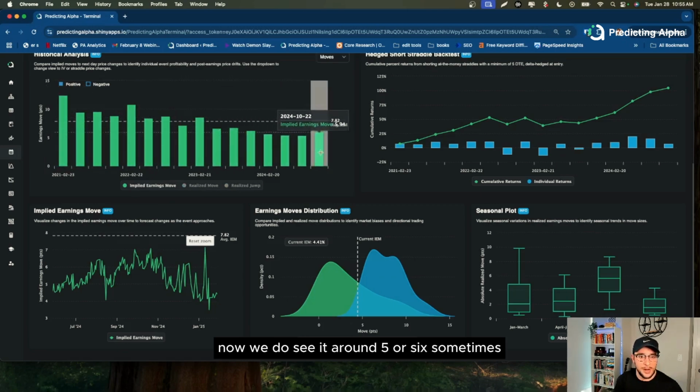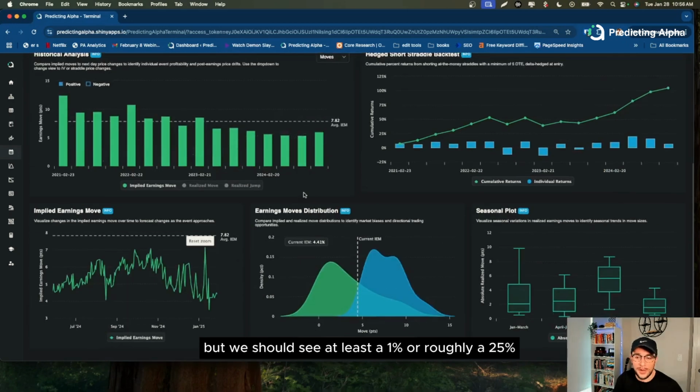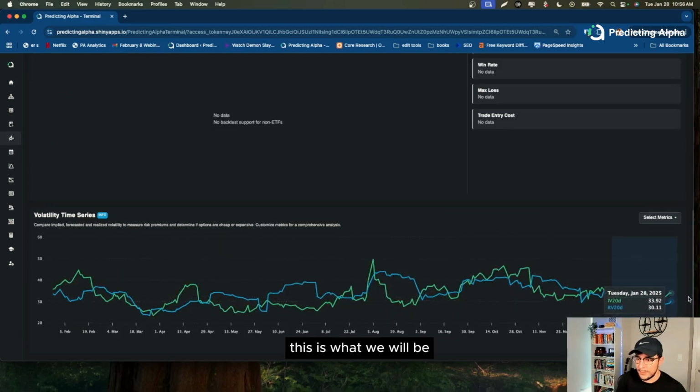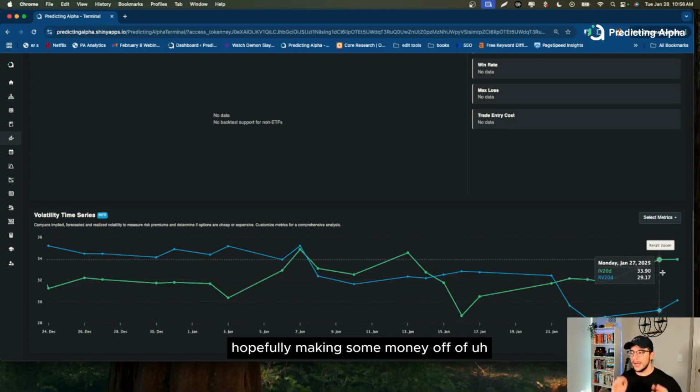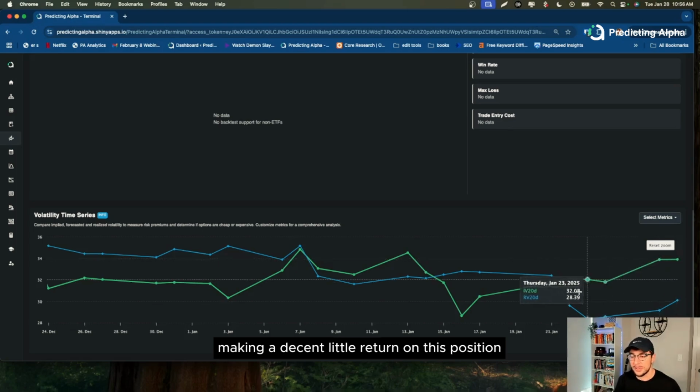Now, we do see it around 5 or 6 sometimes, which means we might not get like that 4-point jump, but we should see at least a 1% or roughly a 25% increase in the level of the implied move, which is pretty good if you think about it. This is what we will be hopefully making some money off of. The implied move increase will allow us to break even, but if we can see this realized volatility jump above 30%, we should see ourselves making a decent little return on this position.